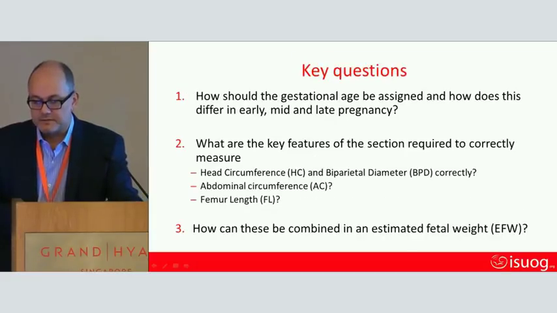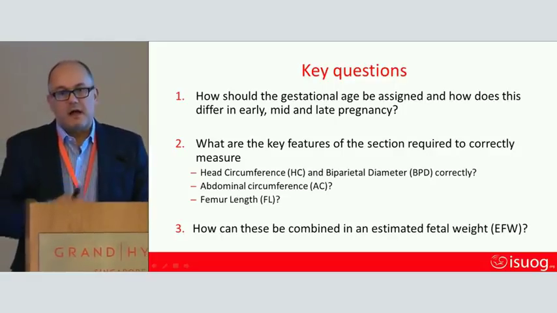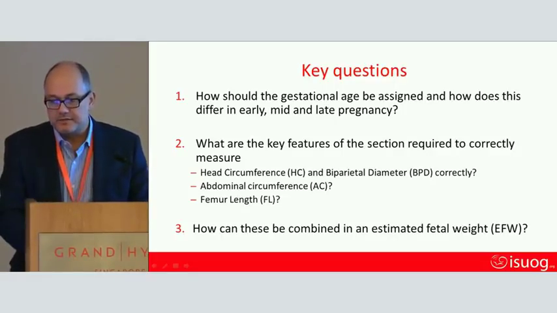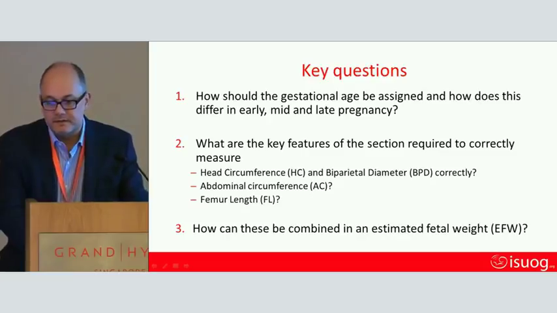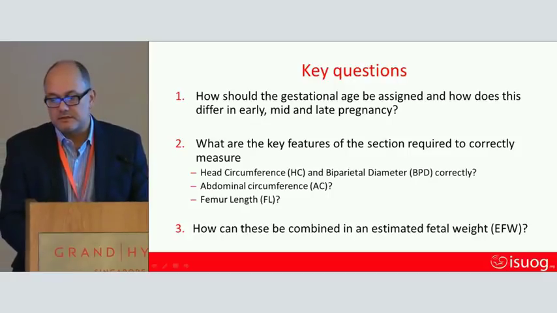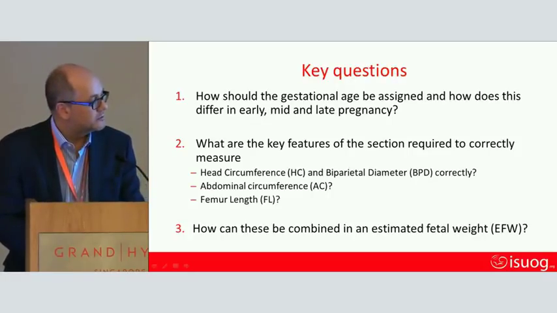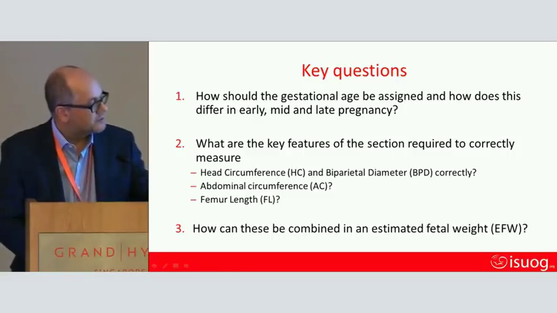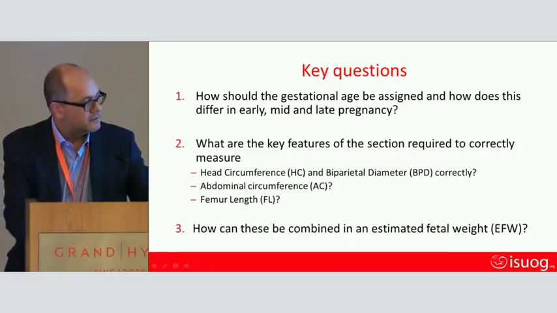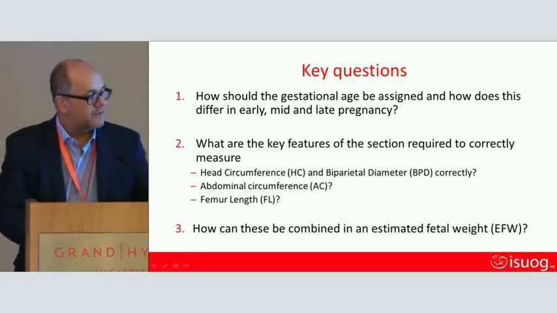Key questions that we want to answer as part of this are: how should we assess gestational age, and how does this differ in early, middle, and late pregnancy? What are the key features of the sections that we want to look at to measure those basic measurements: head circumference, BPD, abdominal circumference, and femur length?